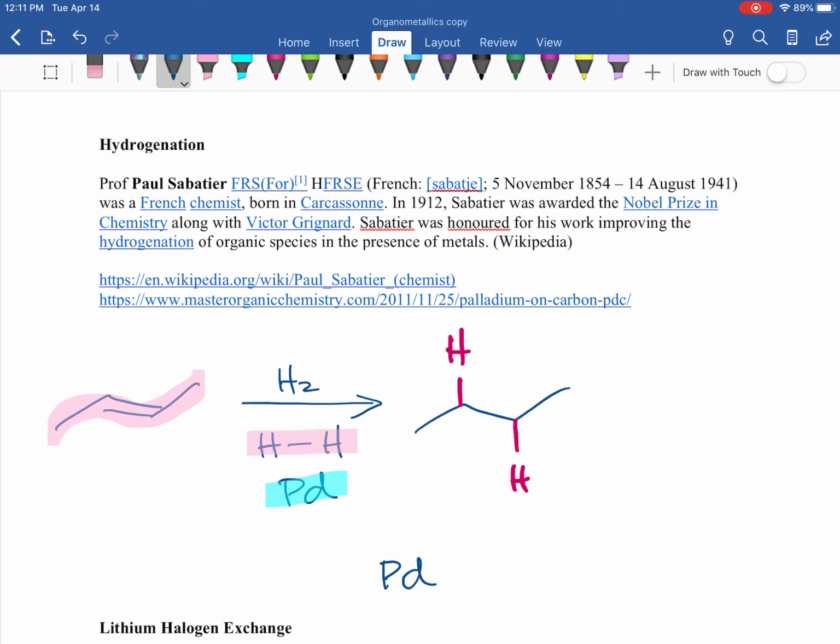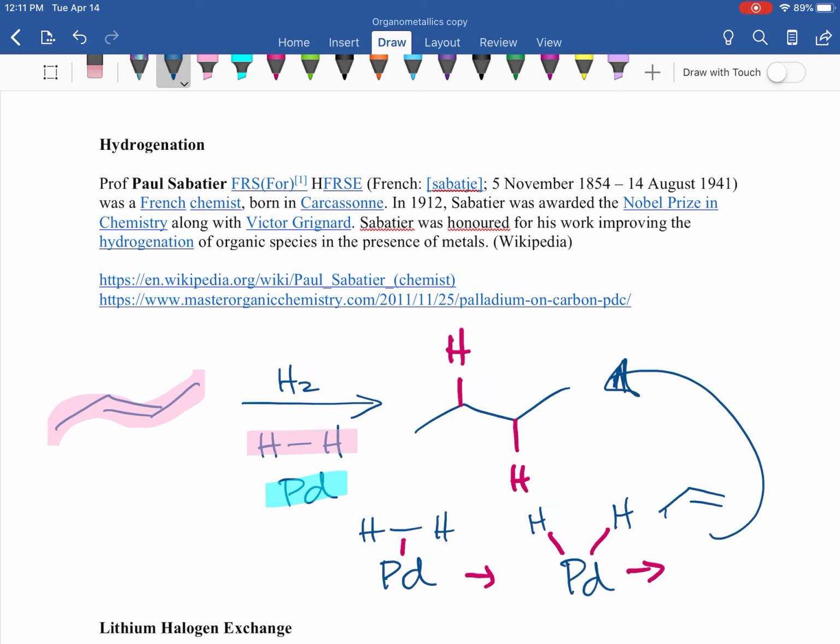What palladium does is it inserts hydrogen. It inserts itself right into that bond. So you end up with a palladium that now has hydrogen inserted on its surface. Palladium is a solid. It stays a solid. And then now palladium can literally deliver those hydrogens to that alkene. And then you end up with your product.